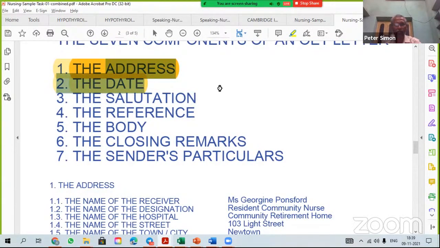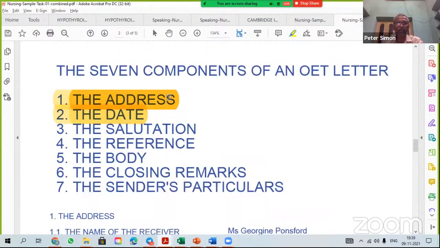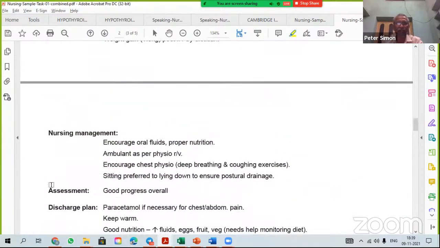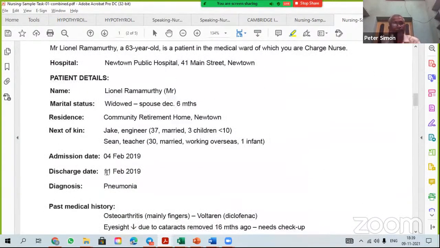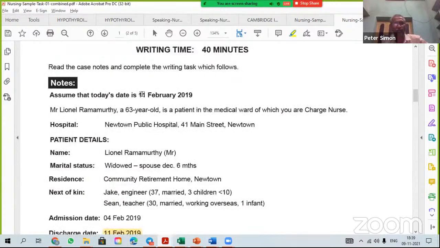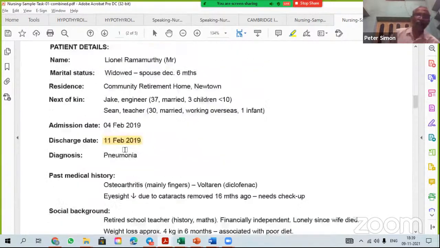Okay. We are bothered about the date. Now, where will we get the date? Discharge plan. Sorry, the discharge date is here. Okay. Discharge date is 11 February 2019. And today's date is 11 February 2019. Here also it is given, and here also it is given. So both places it is given.